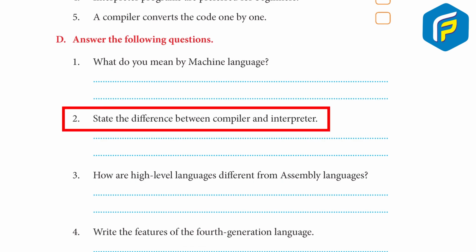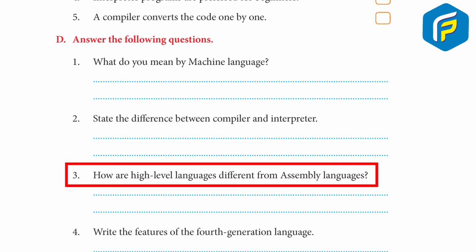2. State the difference between compiler and interpreter. Answer: Compiler: a compiler converts the programming code written in a high-level language into machine language. Interpreter: an interpreter translates line by line, carries out the instruction and then repeats the procedure for the remaining instructions. 3. How are high-level languages different from assembly languages? Answer: High-level language: user-friendly, machine-independent. Assembly language: symbols or mnemonic codes are used in place of 0 and 1, machine-dependent.